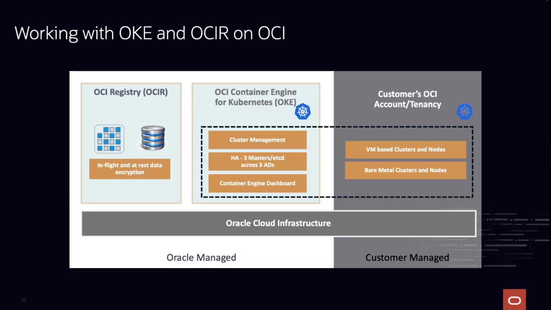And then, as you can see here on the left side, you see OCIR as well as the Kubernetes master node. So within OCIR, you could also have vulnerability scanning and also sign the images for extra security. And along with OCIR, we also have the master nodes within the OKE. So within the master node, you have cluster management, and you could have highly available masters, etcd, which is there across different availability domains. You could also have a container engine dashboard as well.